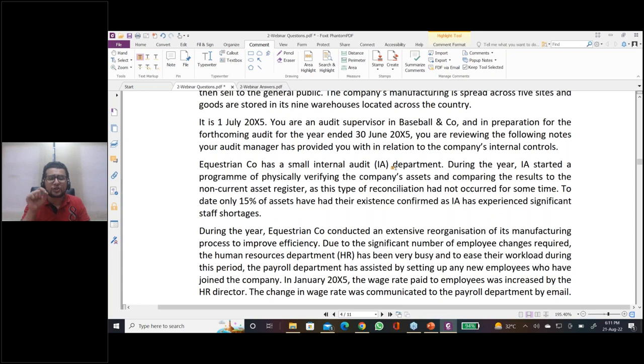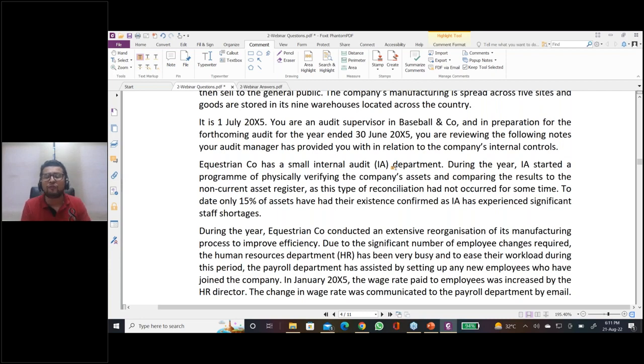It is July 1st and you are an audit supervisor at an audit firm called Baseball and Company, and you are preparing for the forthcoming audit for the year ended 30th June. Okay, so the year end has gone by. It's the 1st July now. Yesterday we realized that the year end is around the corner because the questions were for the planning or risk assessment stage. Now it's about the control stage.